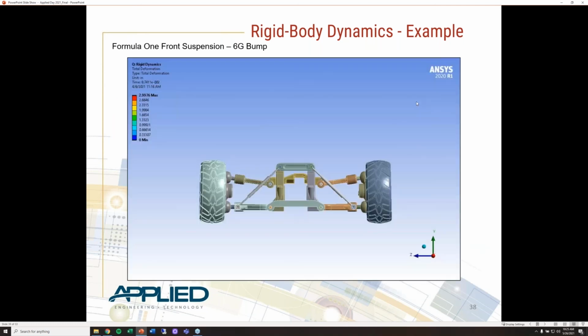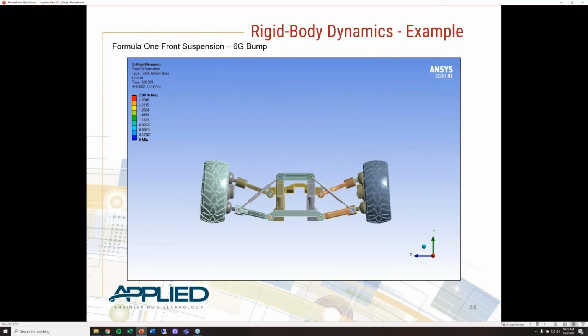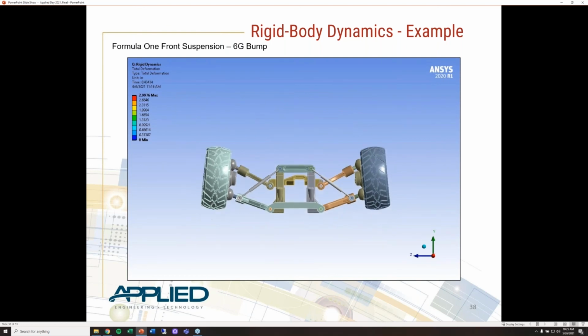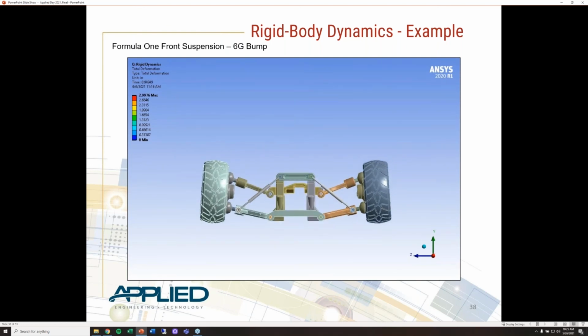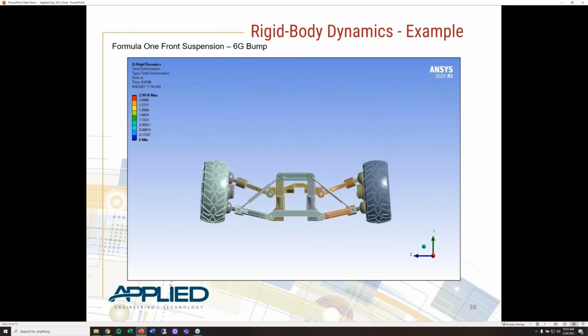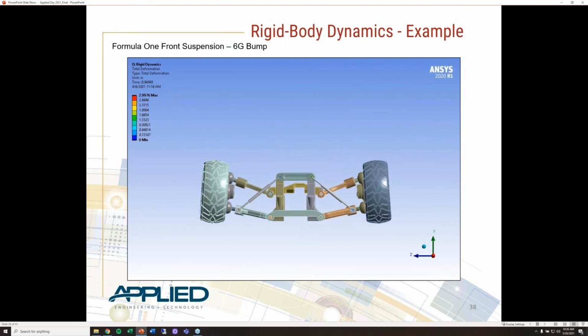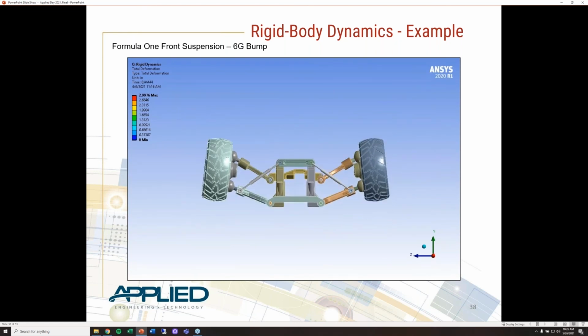So let's go ahead and look at the reaction of this front suspension due to that bump. We can see the bump here, and we can see the reaction of the linkages in the frame with the spring and damper system that we have there. It looks to me like this frame or the suspension could use a little work. We're a little saggy in the middle. And again, this analysis runs very fast.